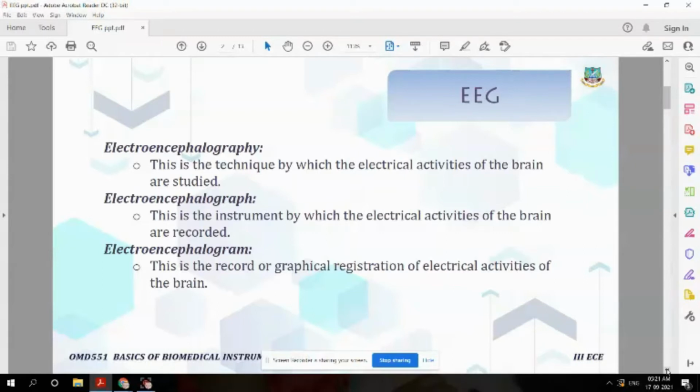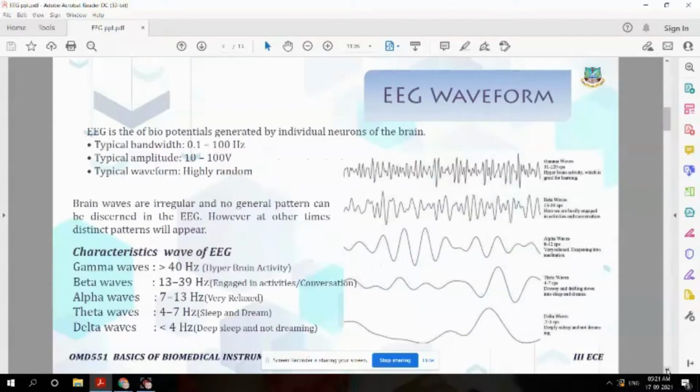Before we study EEG measurement, first we see what waveforms are generated in our brain, or what potential is generated in our brain. These are the figures of the waveforms generated. First, we see the general structure of our brain waveform.